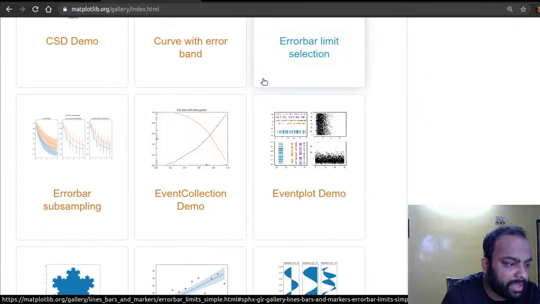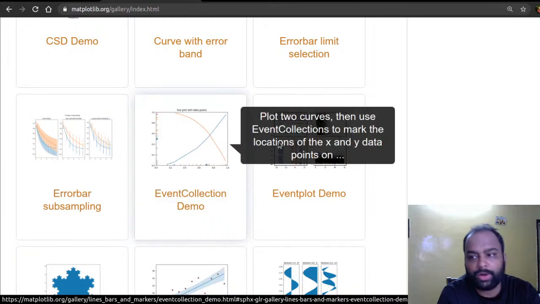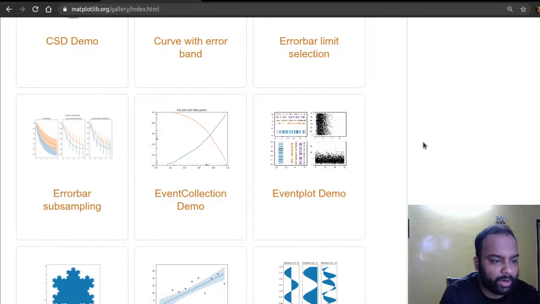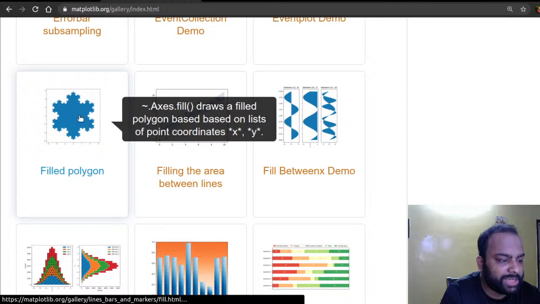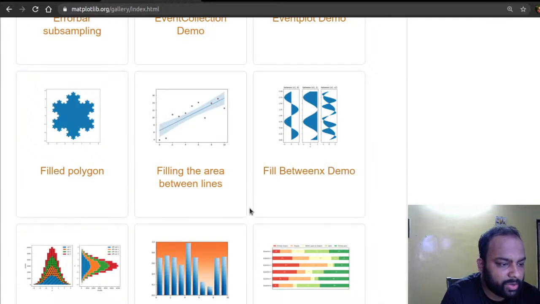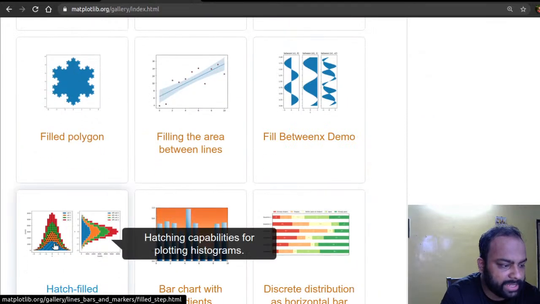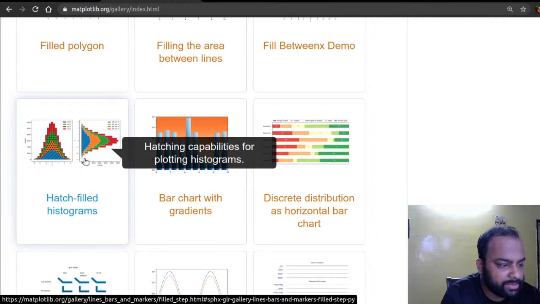Okay, here these are statistical plots. So what you are doing is plotting the mean along with the standard deviation, or things like that. Okay, you can do region-wise filling in the plot, for example, in this one. Okay, look at these examples. These are bar charts with fillings, right?